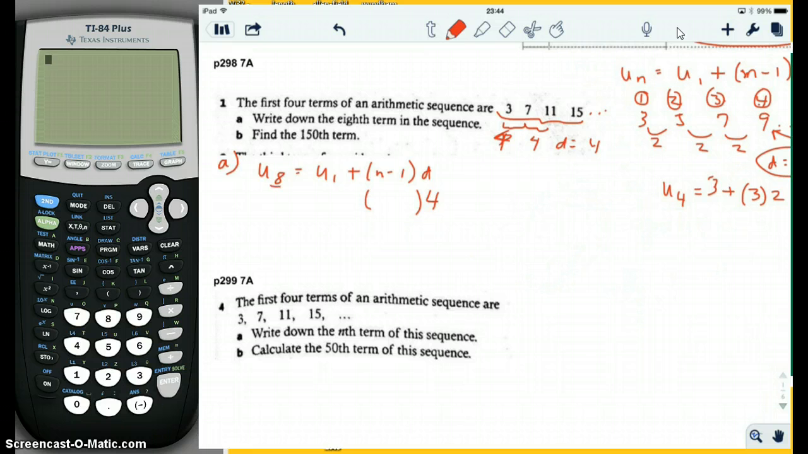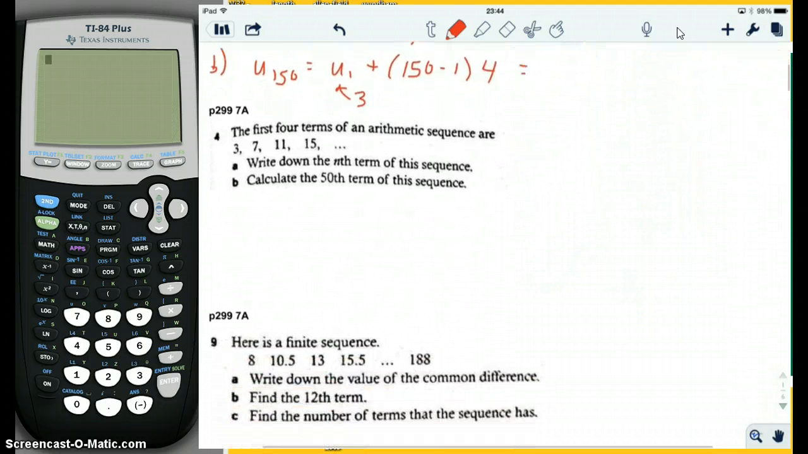Now we want the eighth term, so n minus 1 would be 7. And then u1 would be the first term, which would be 3. Okay? So you just work that out to find that answer. What is the 150th term? Well, the 150th term would be the first term plus 150 minus 1 times d, which is 4. Okay? And remember that u1 is equal to 3. So that is how you figure out that one.